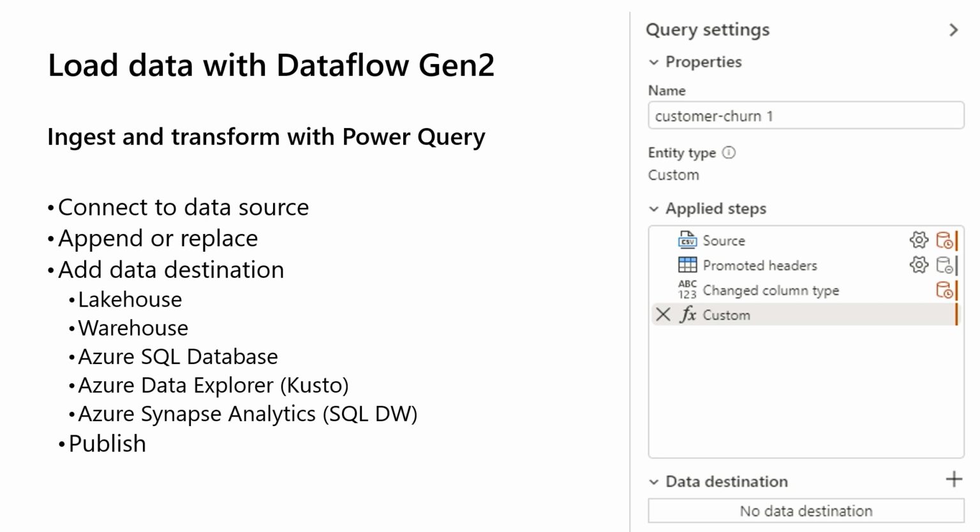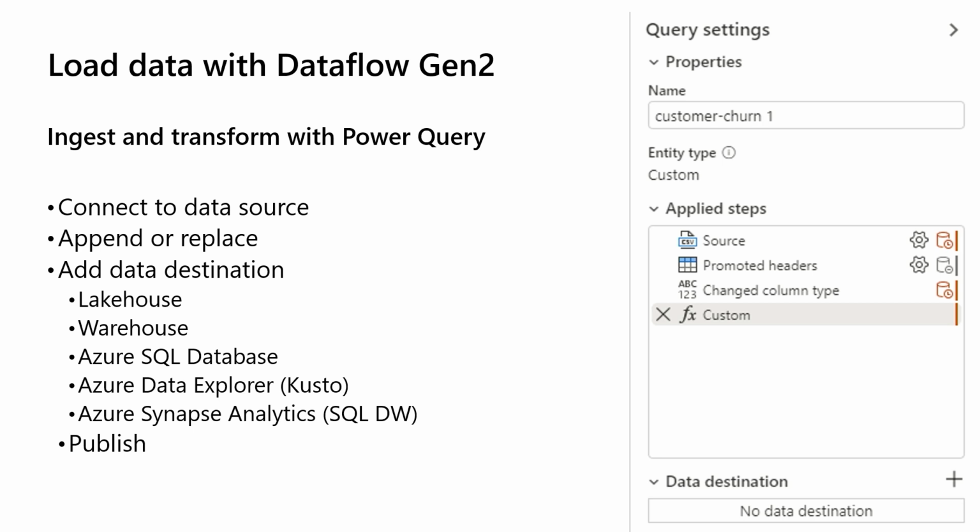To ingest data into Dataflow Gen 2, we will first need to connect to the data source. Dataflow Gen 2 supports 150 data source connectors to data sources including Lakehouse, Warehouse, Azure SQL Database, Azure Data Explorer, and Azure Synapse Analytics, and more. Once the data is imported, you can transform your data by authoring your data flow, by cleaning, reshaping, removing, and creating columns, etc. There are over 300 transformations to choose from.